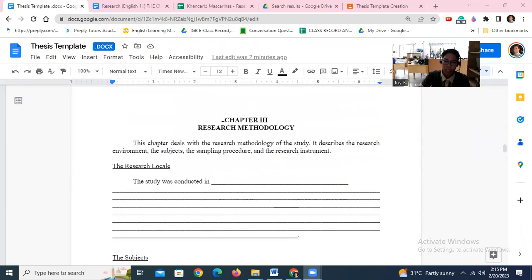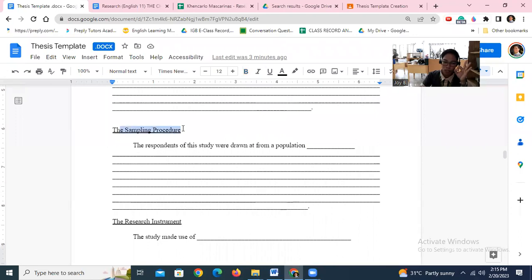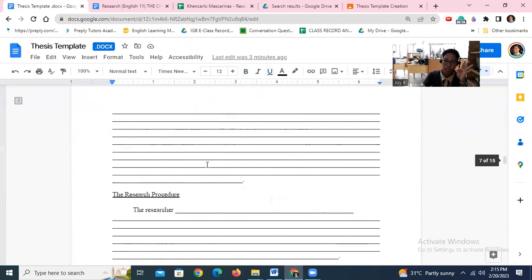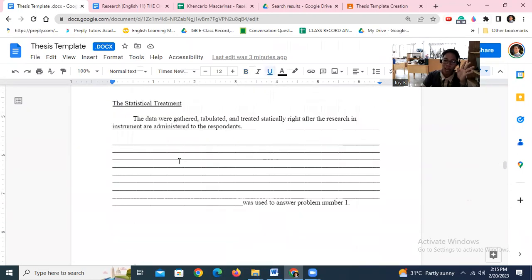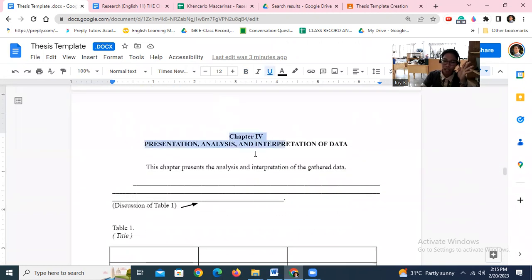Pagkatapos is dako tayo sa chapter 3 na nakapaloob dito ang research methodology. Kapag sinabing methodology, it talks about the processes when you conducted your research. It talks about the research locale, the subjects, followed by the sampling procedure. Pang-apat is the research instrument. Pang-lima is research procedure. Pang-anim is yung statistical treatment. Okay? Sa chapter 4 naman is nandito ang presentation, analysis, and interpretation of data.